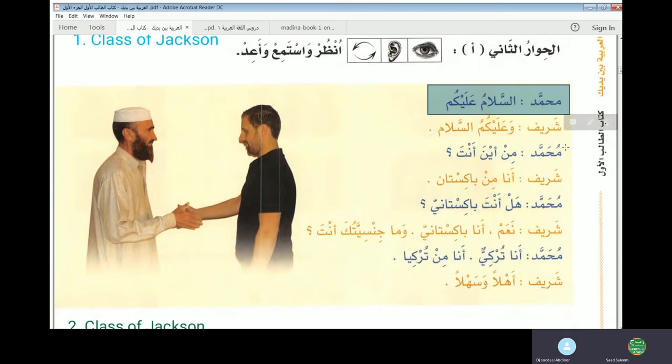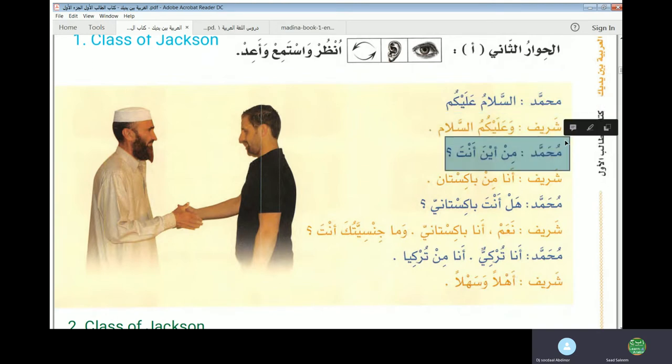dialogue. السلام عليكم. وعليكم السلام. من أين أنت؟ أنا من باكستان. What is the meaning of this line?